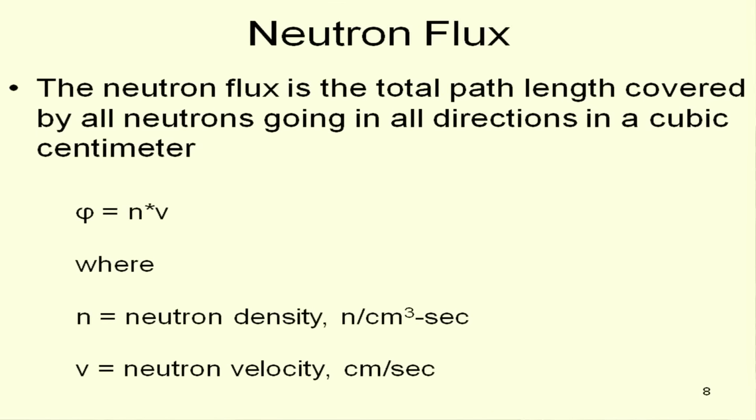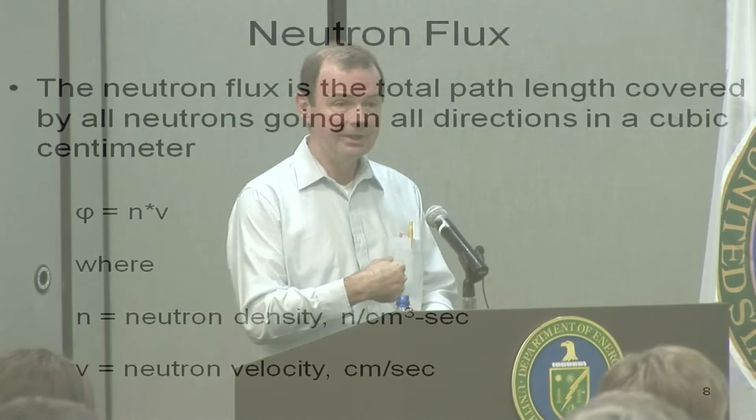Neutron flux is the total path length covered by all neutrons going in all directions in a unit volume, usually a cubic centimeter. And it's a little bit different than, I'd call it, the engineering definition of flux, whereas, for example, the flux of water going through a pipe is just the gallons of water going through a surface area. In this case, the neutrons are going in all sorts of different directions with all sorts of different velocities, and so you have to take all that into account irrespective of what the direction is.